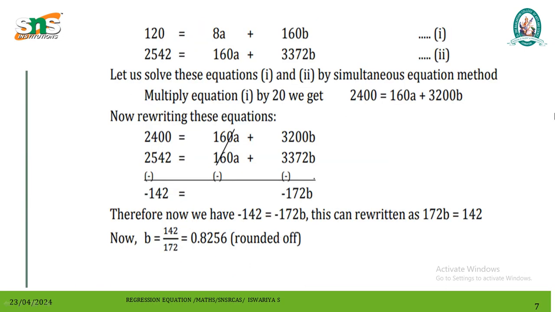So by substituting the values, I get 120 is equal to 88 plus 160b, and the next one is 2542 is equal to 168 plus 3372b. So I marked the first one as equation 1 and the second one as equation 2. So by solving these two equations, we get the answers for A and B. By solving these two equations, I get B is equal to 0.8256, and we also have to find the value of A.